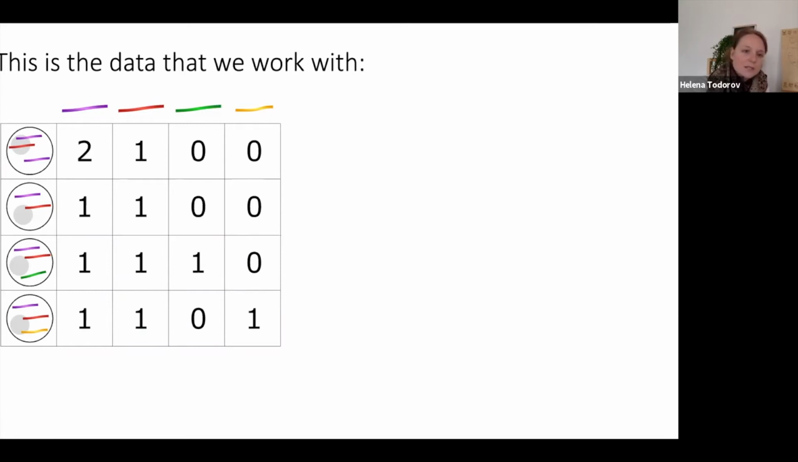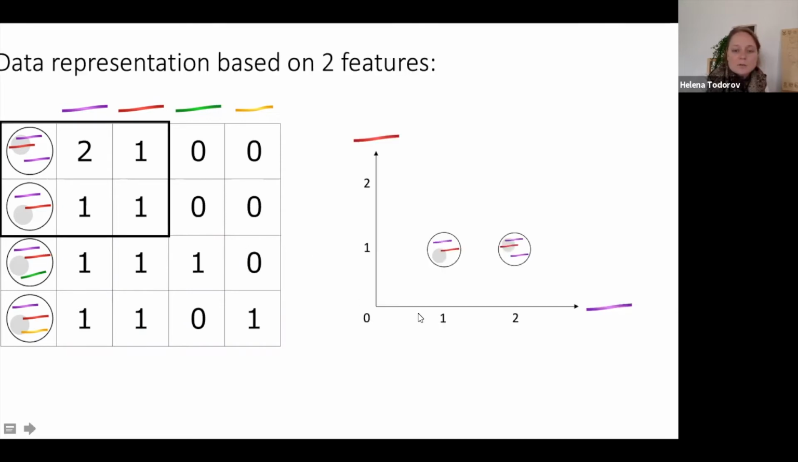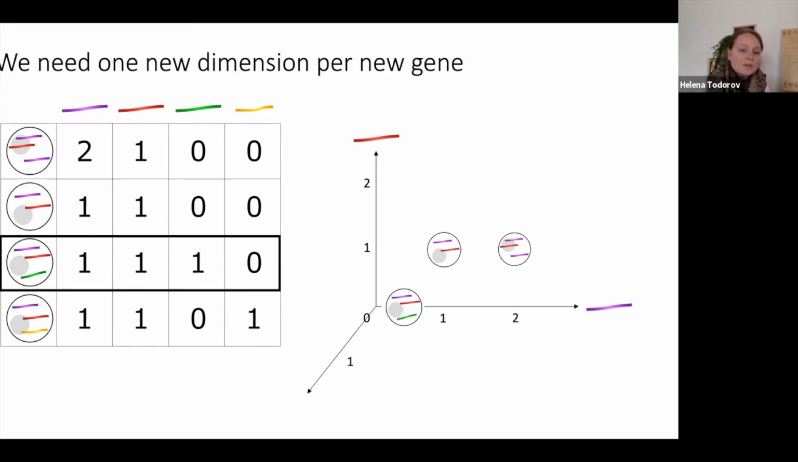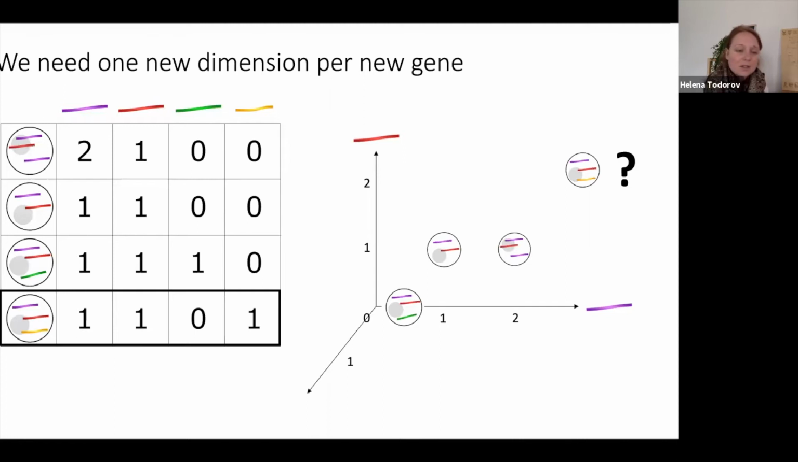If I wanted to represent this data, I could, for instance, create a new space in which the x-axis reflects the amount of purple copies, and the y-axis reflects the amount of red copies of a gene that are inside a cell. In this case, these 2 first cells would be represented as this in this space. Now, if I want to represent this 3rd cell, I need another dimension to also represent this green gene copy. And I will quickly run into issues because I need one more dimension every time I want to show a new gene. And since humans are not too good with visualizing things in more than 3 dimensions, we need to come up with a different visualization.